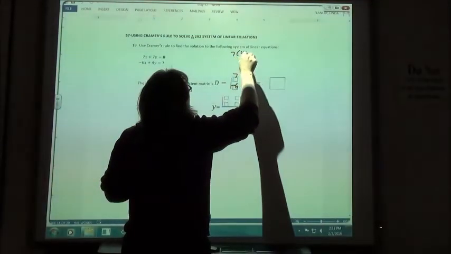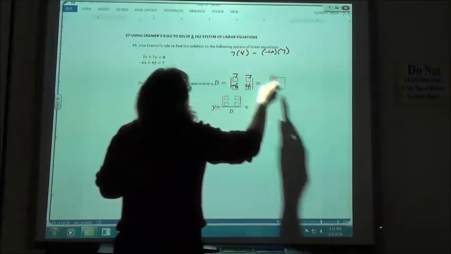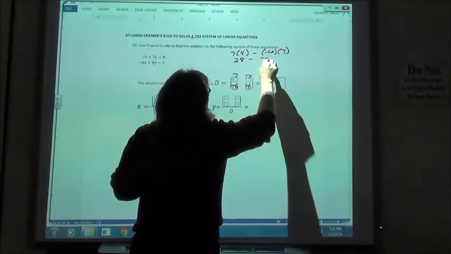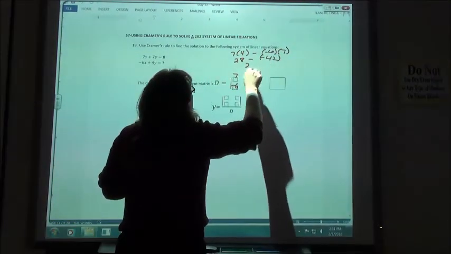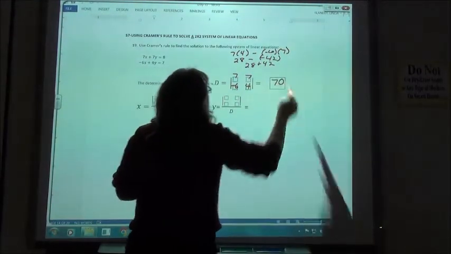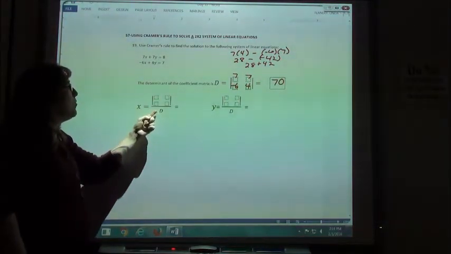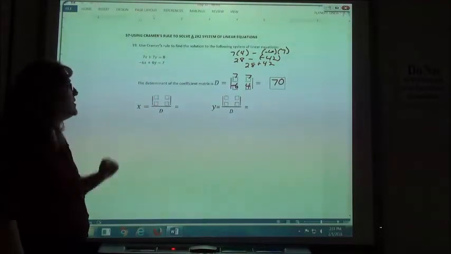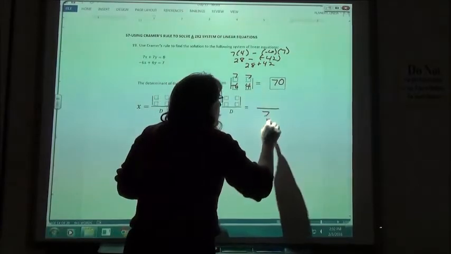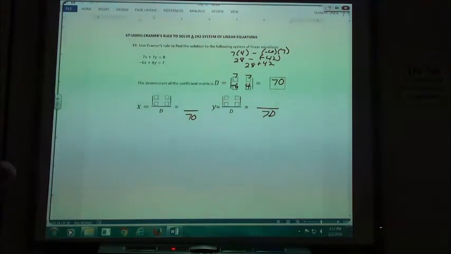So 7 times 4 minus -6 times 7. 7 times 4 is 28, minus -6 times 7 is -42. So I'm going to take 28 plus 42. Gives me 70. So 70 is going to be the denominator of our fractions that we're going to get if we would solve our system of equations. So that I don't forget, I'm going to just put this fraction bar and the 70 underneath so that I remember that's going to be part of my answer for x and y.